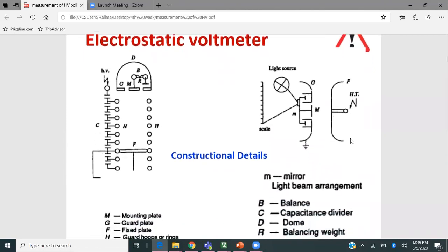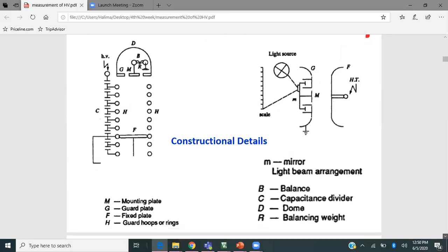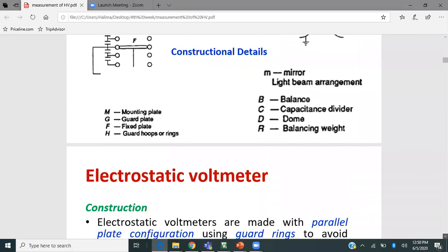This is a more laboratory-type view of how the light beam is deflected by the force, and due to the deflection there will be some reflection of the light source as well. Here M is the mirror and light beam arrangement, C is the capacitance divider, this is the dome, and R is the balancing weight. This is the construction of the electrostatic meter.